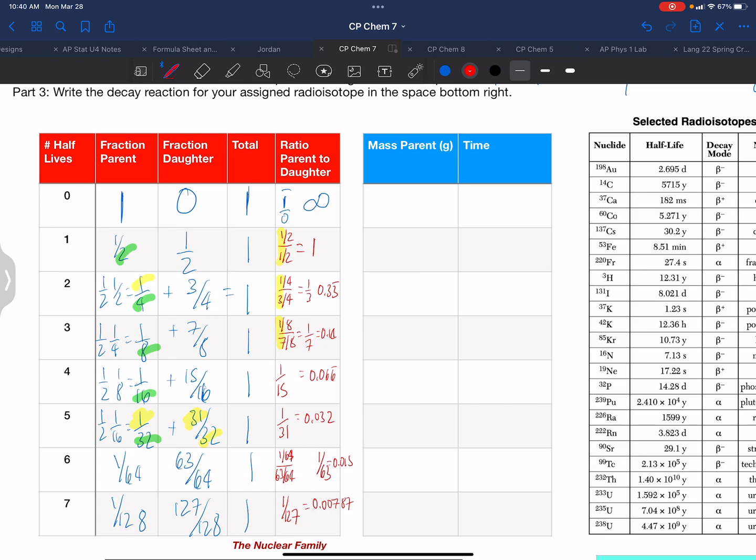Figuring out the fraction of the parent, the fraction of the daughter, knowing the total is always going to add up to 1, and then the ratios of the two, which we use later to figure out how old something is.